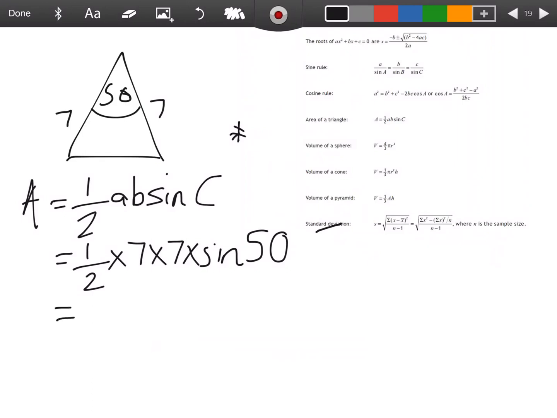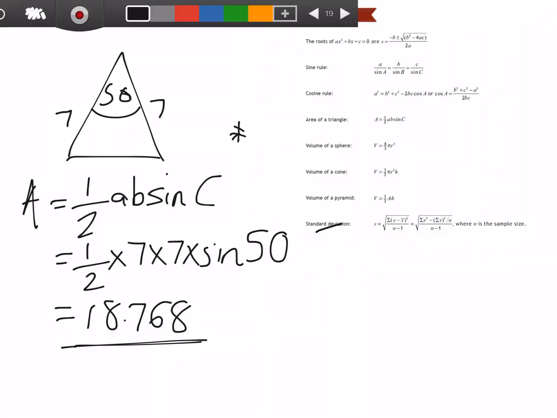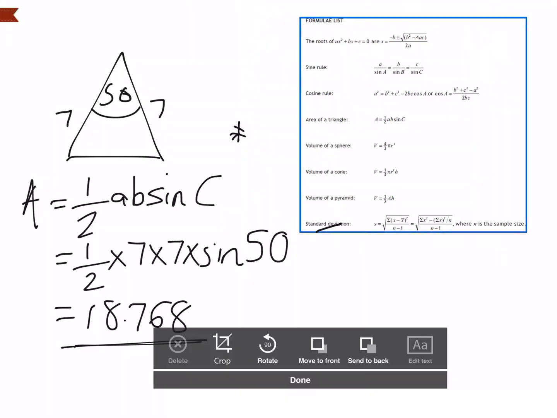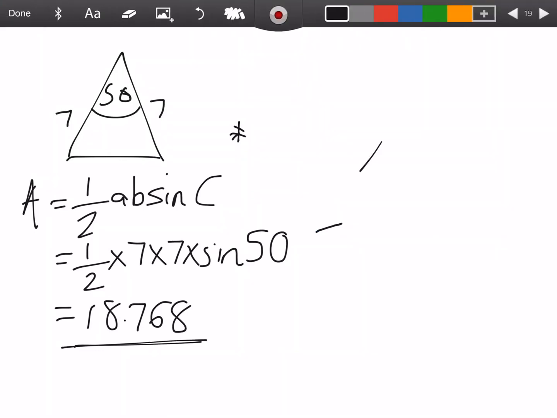Okay? Again, make sure your calculator's on your degree mode. 1 divided by 2, or just type in 0.5, times 7 times 7 times sine 50. 18.768, we'll see. And you'll notice I'm not rounding anything, I'm leaving it like that just now. I'm not putting units in, it's not a final answer, we'll leave it as that just now. Okay, I'm going to get rid of this wee formula list, please. Delete.